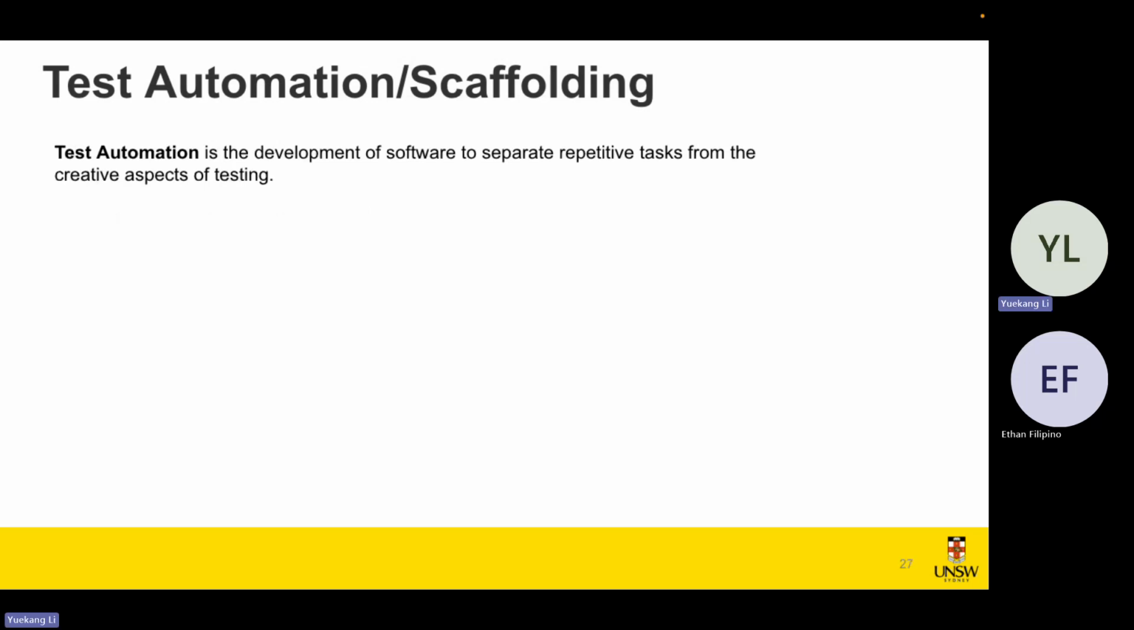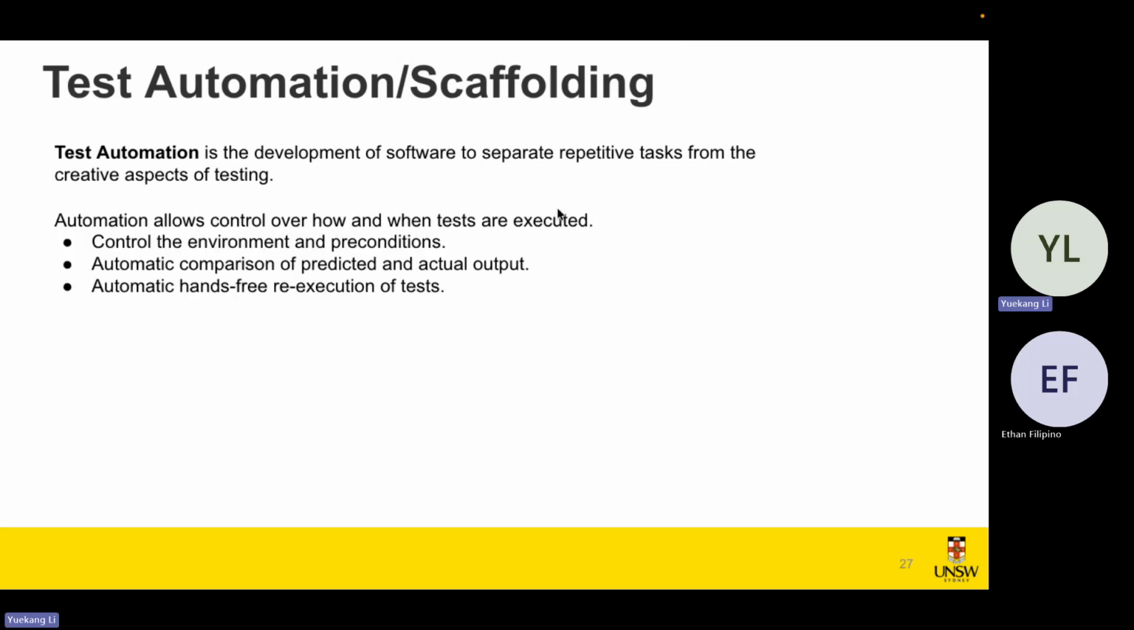So by definition, test automation is the development of software to separate the repetitive tasks from the creative aspect of testing. So we can write some programs to automate this part of the tasks. And automation allows us to control how and when the test cases are executed. For example, we can control the conditions, preconditions, and the environment for running the tests.